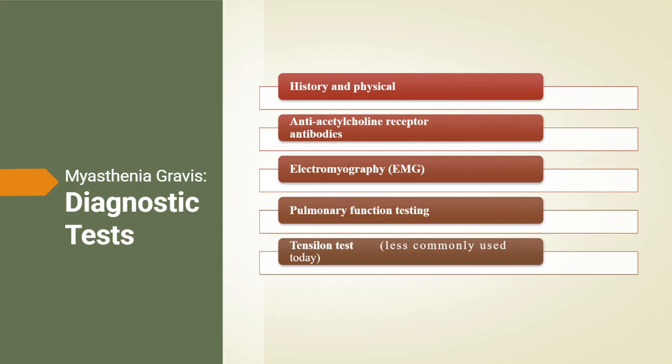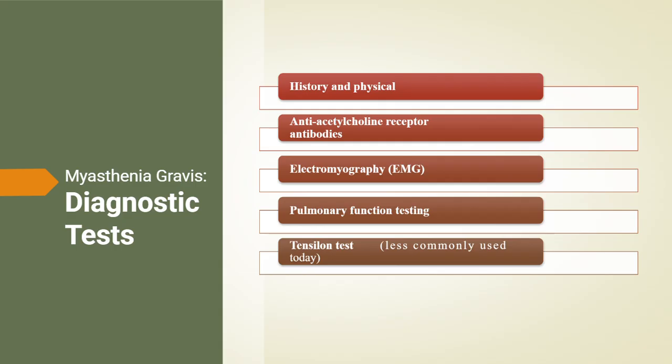Electromyography, or EMG, provides additional data by evaluating the electrical activity of muscles. A specific type called repetitive nerve stimulation looks for a characteristic decrease in muscle response after repeated stimulation, another indicator of myasthenia gravis. Another electromyography method, single-fiber EMG, is even more sensitive and can detect neuromuscular transmission defects even when other tests are normal.